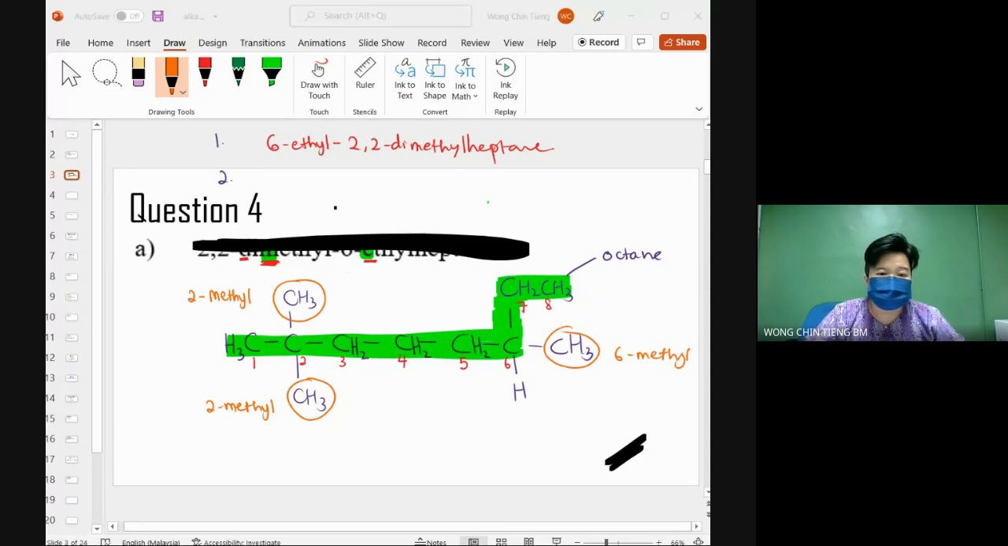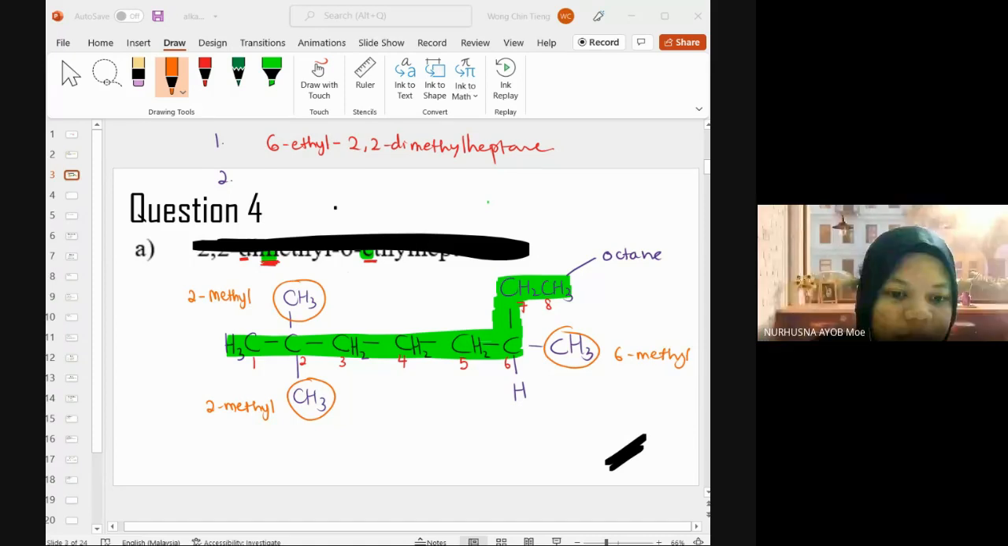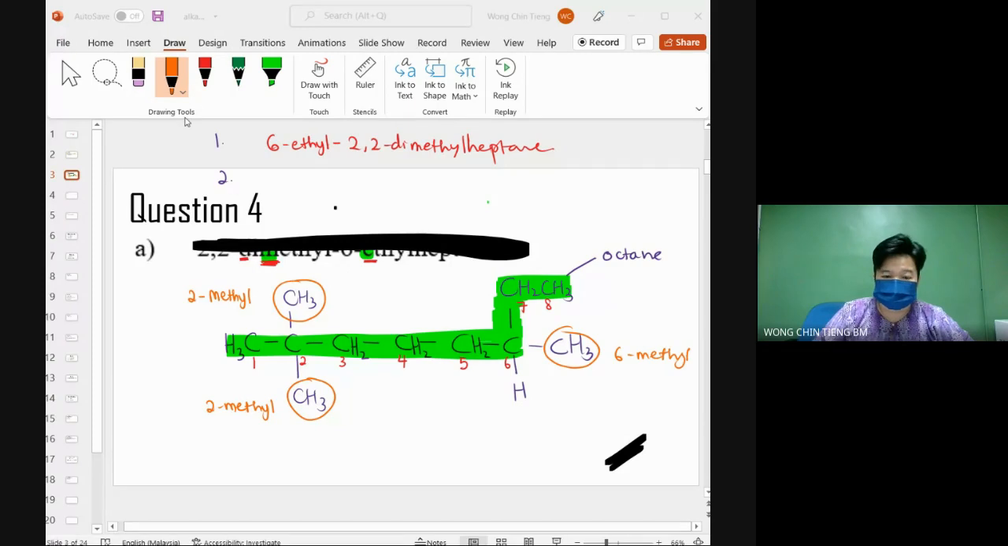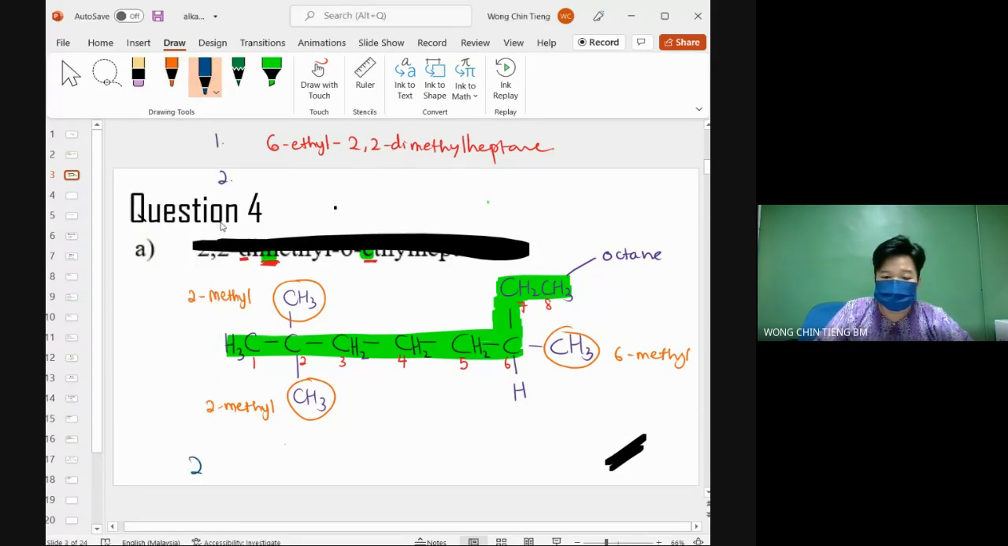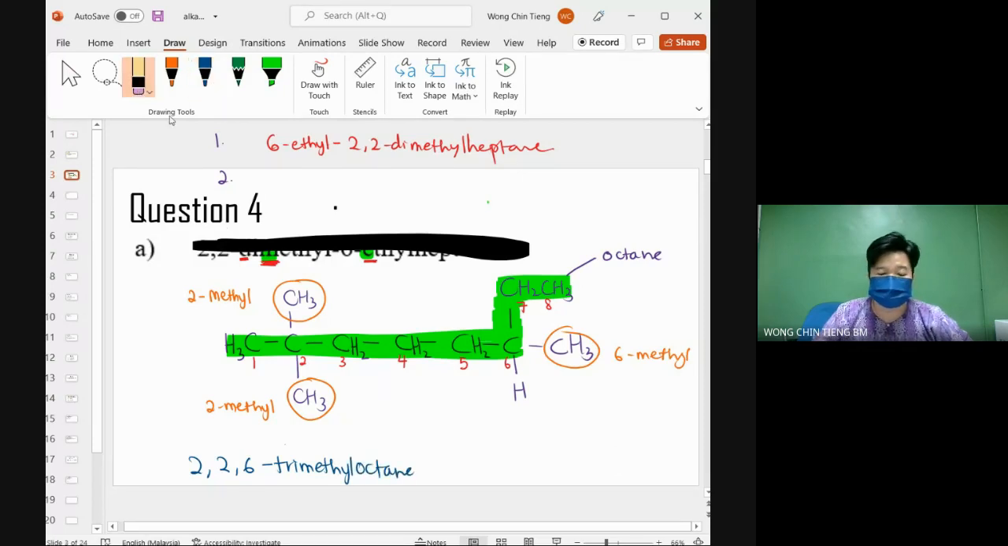Can I know what is the prefixes that we are using, Husna? Trimethyl. Trimethyl. So, nama lengkap dia ataupun nama penuh dia yang sebenar will be 226. 2 kali 2. 226 trimethyl octane. This will be the correct name.